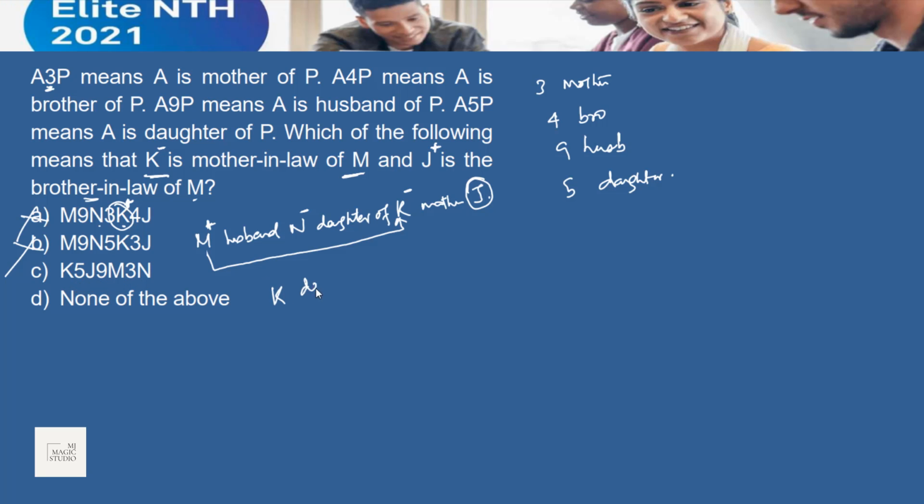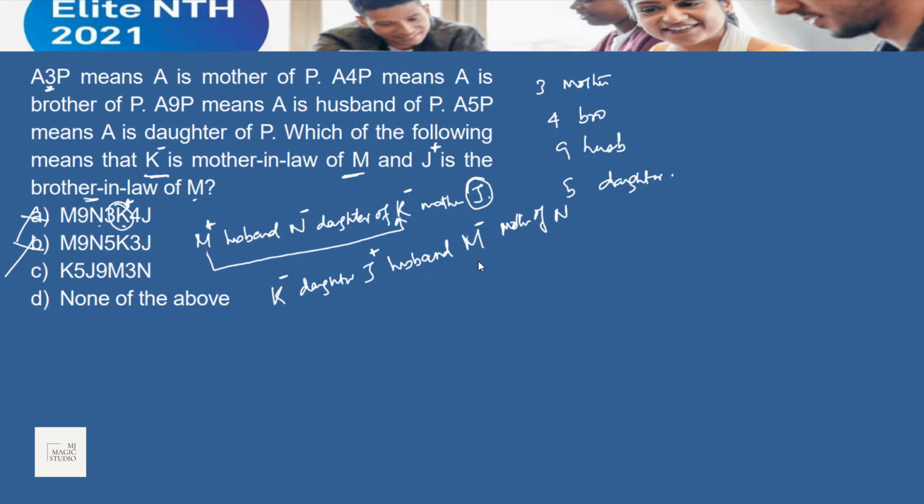K5J, K is daughter of J. J is husband of M. That means M should be female, I guess. So M is mother of N.